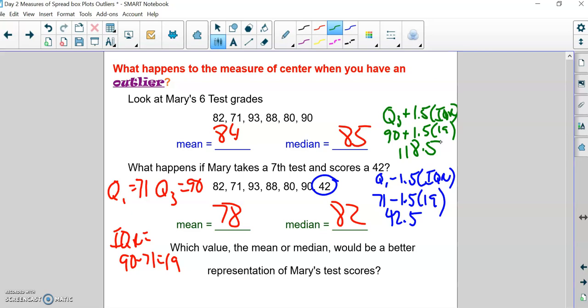And so if there is no outlier present, then the mean works best, and that's what you typically see in everyday, normal life, like test grades and things like that. So if there's no outlier present, we'll use the mean. If there is an outlier present, we will use the median.